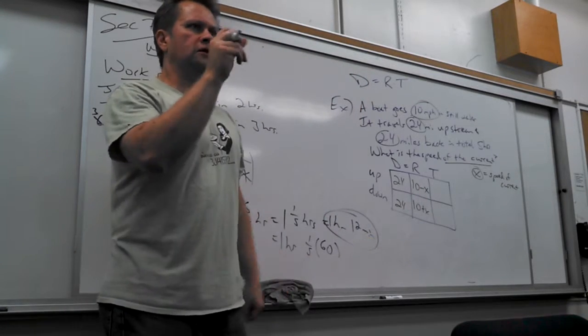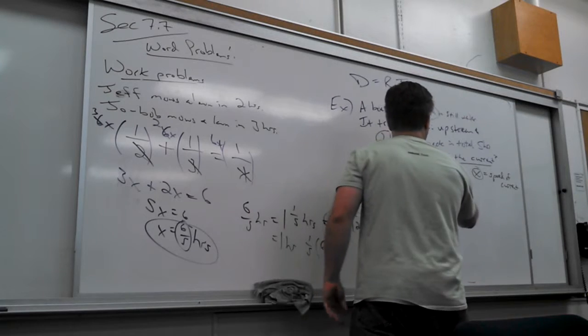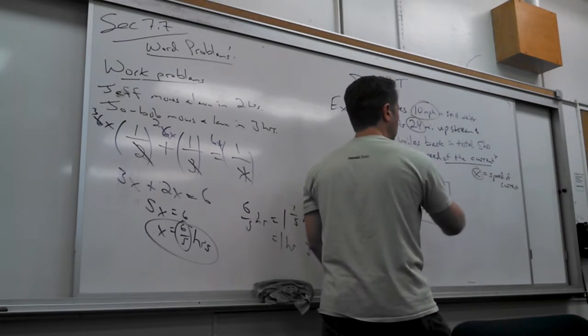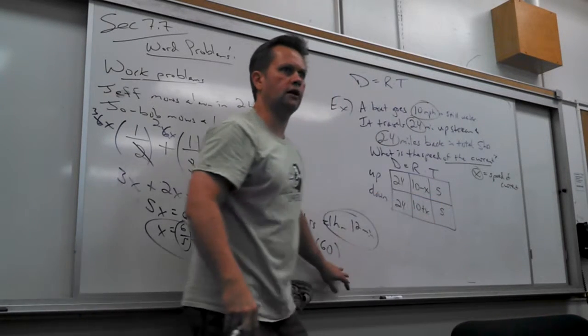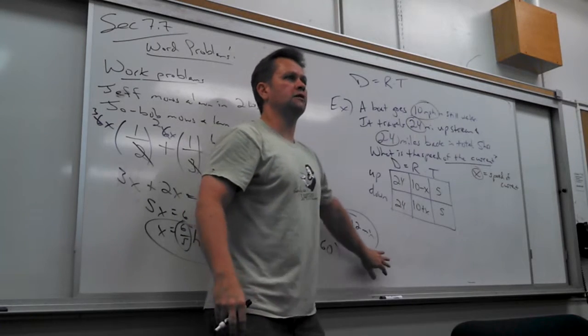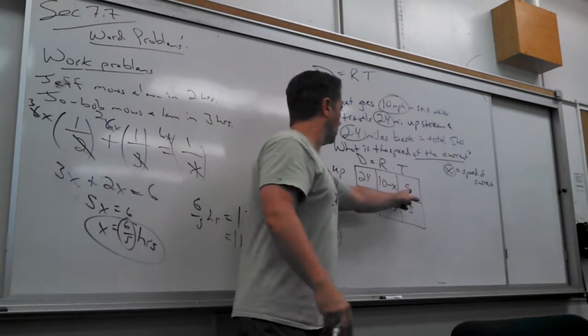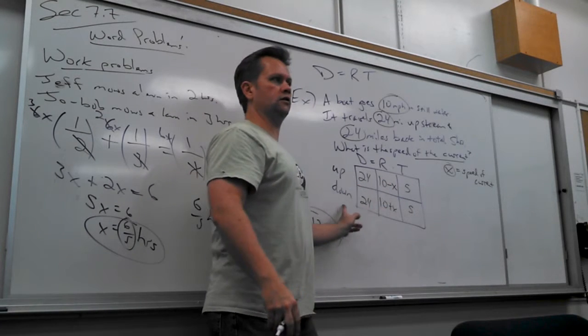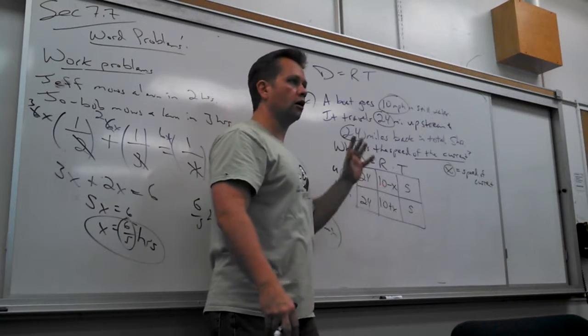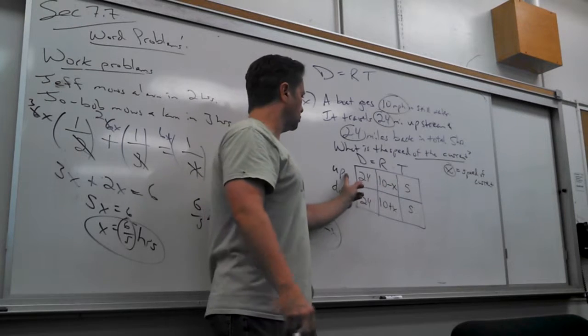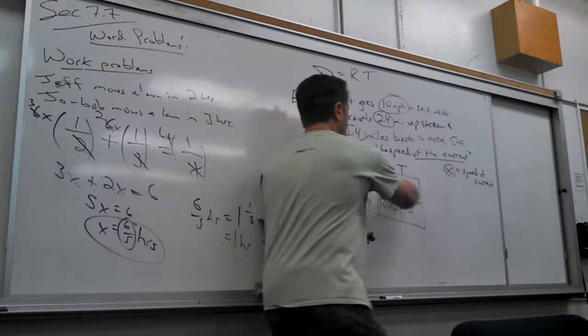Now here's where people make their mistake. This is a mistake: if you put a 5 there and a 5 there, can you explain to me why that's a mistake? Don't write that down. And if you already wrote it down, erase it. That would be 10 hours total. You don't know about how much time either one of these took. Which one took longer? The upstream. So I don't know what that is.